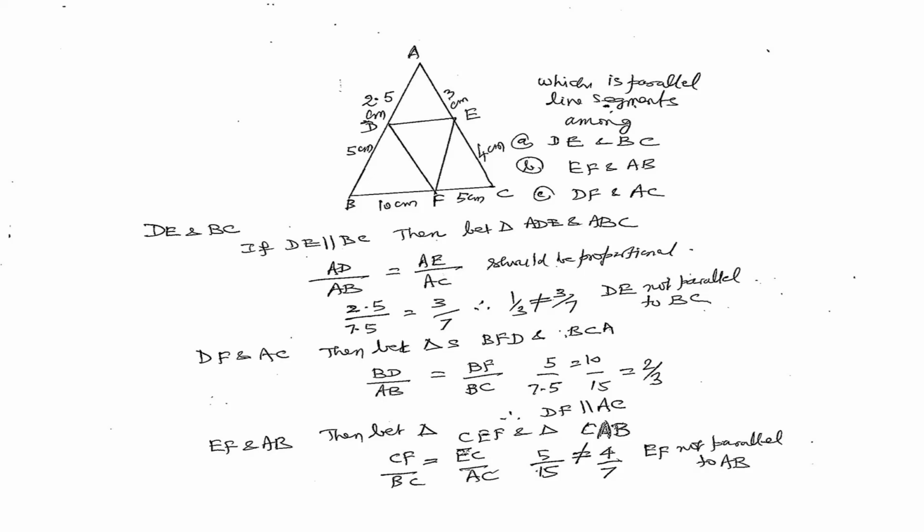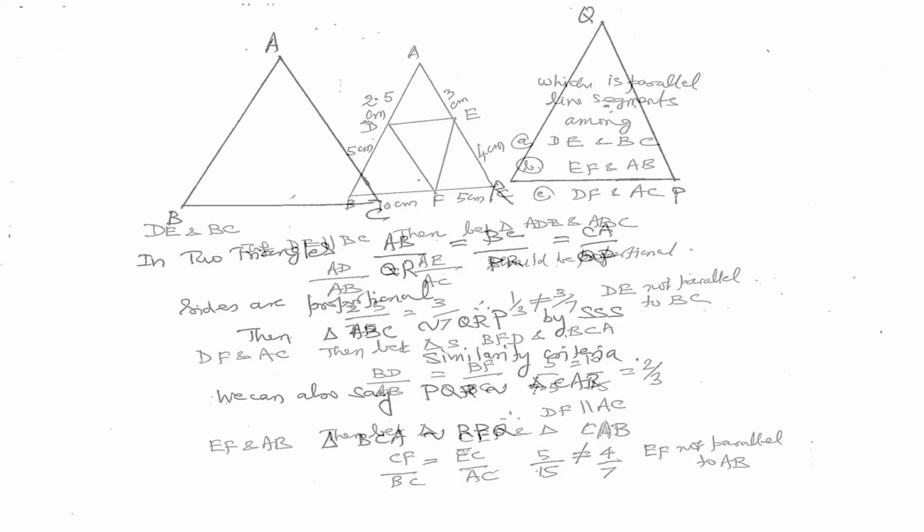Then taking DF and AC between triangles BFD and BCA, BD by AB is equal to BF by BC, 5 by 7.5 is equal to 10 by 15, which is equal to 2 by 3. Therefore, DF is parallel to AC. Between EF and AB, then between triangles CEF and CAB, CF by BC is equal to EC by AC, 5 by 15, not equal to 4 by 7, EF not parallel to AB.